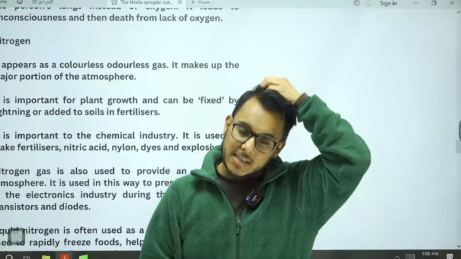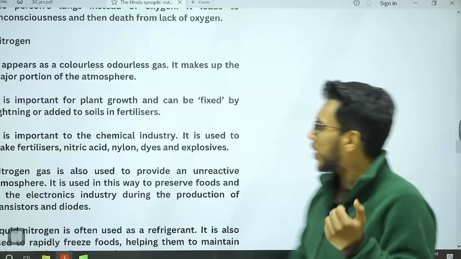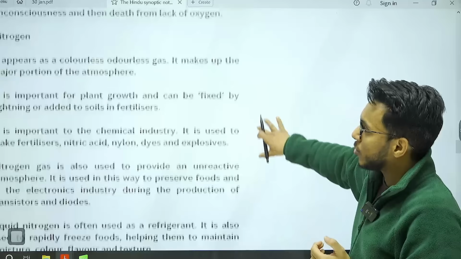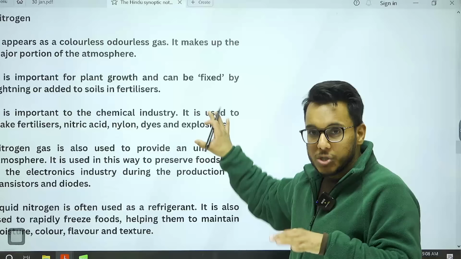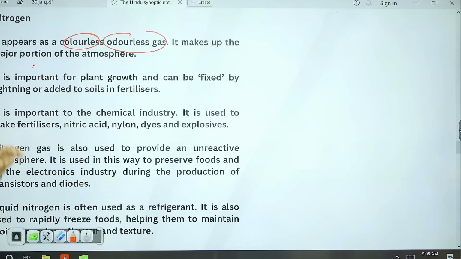Okay. And when we talk about the rarest of rare doctrine, it was given by the Supreme Court in the Bachchan Singh case. Okay, now when we talk about nitrogen gas, it was used in this particular case. Nitrogen is a colorless, odorless gas, and it makes up a major portion of the atmosphere. Okay, and it is also very important for plant growth.